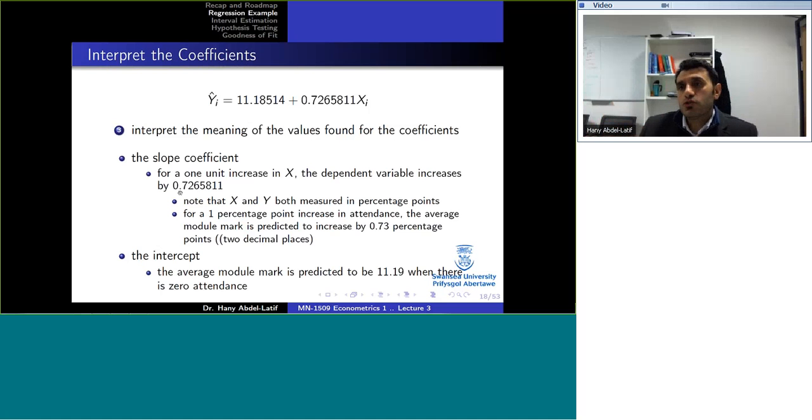So what about the intercept? The intercept shows you, when x equals 0, how much y would be on average, and we explained why we should say on average before in the lecture last week. So the idea here is that x is attendance. If you attend no lectures, so x is 0, then on average your mark will be 11.19%. That's how much you're going to get in the module if you attend no lectures, if x is 0.